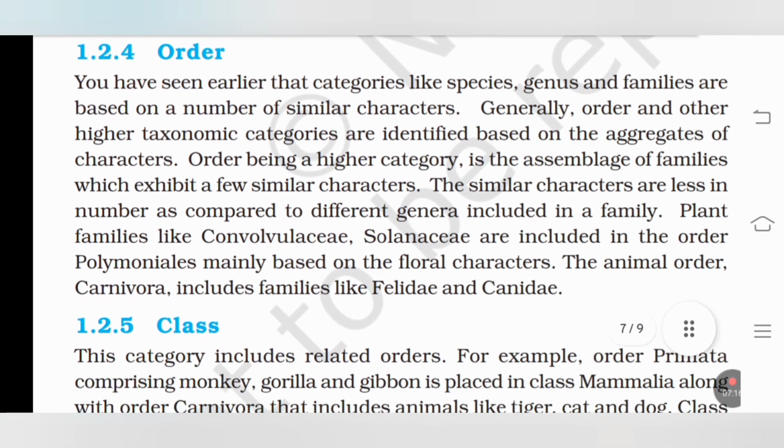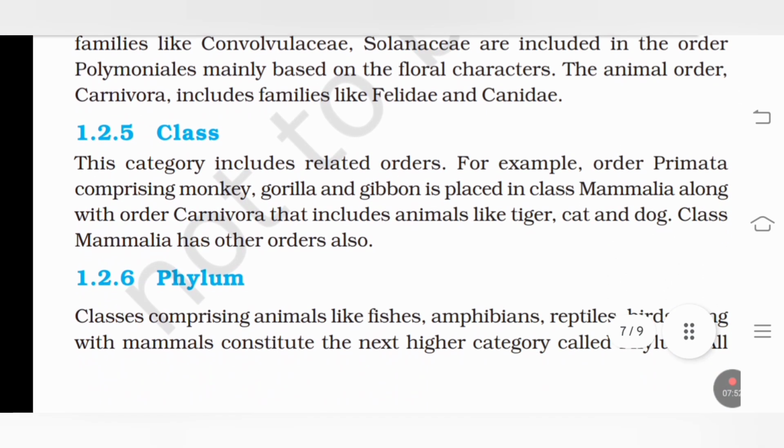1.2.4 Order. You have seen earlier that categories like species, genus, and family are based on the number of similar characters. Generally, order and other higher taxonomic categories are identified based on the aggregate of characters. Order, being a higher category, is the assemblage of families which exhibit a few similar characters. The similar characters are fewer in number as compared to the different genera included in a family. Plant families like Convolvulaceae and Solanaceae are included in the order Polemoniales, mainly based on the floral characters. The animal order Carnivora includes families like Felidae and Canidae.